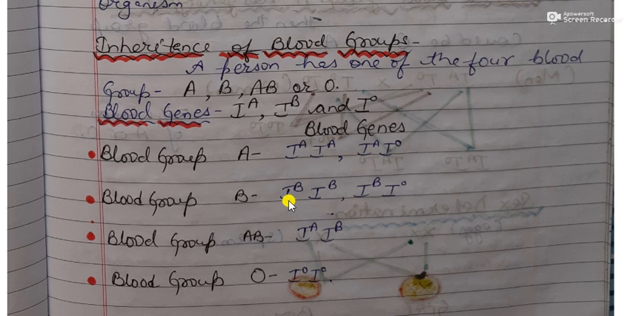For blood group B, it is IBIB and IBIO, because again IO is recessive, and the person having this combination of genes would have blood group B. For blood group AB, both the genes are codominant. It means for AB, both will express themselves, so the blood group would be AB. And for blood group O, the combination of genes is IOIO.